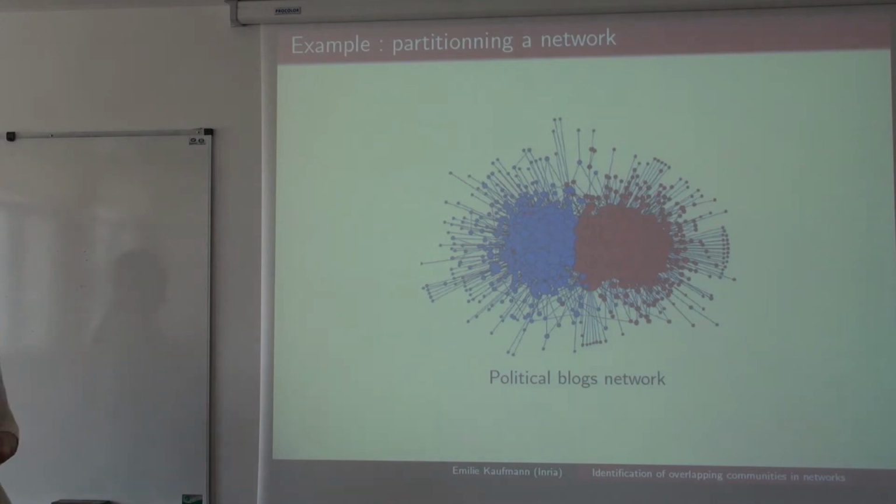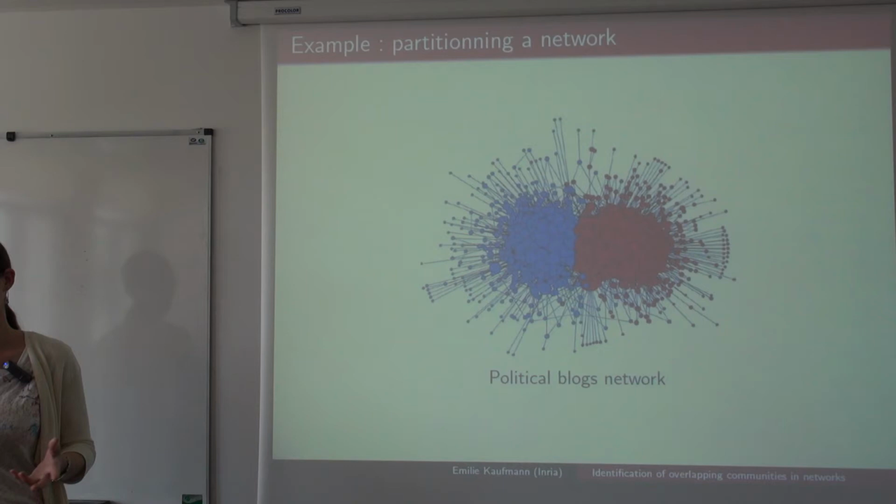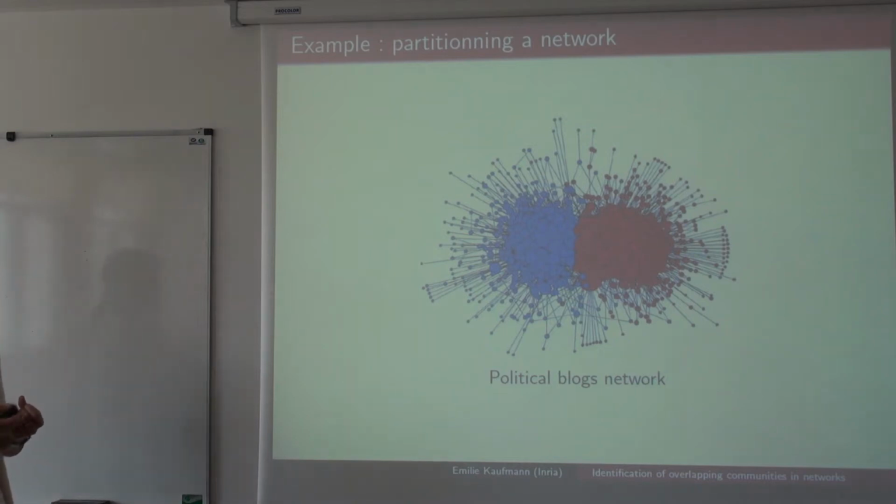This is the case, for example, if you look at a political blog network in which there is a link between two blogs if one has a link to the other. Thanks to a clustering algorithm, this graph was partitioned in two communities, which actually corresponds to Democrat and Republican. So in that case, a blog will not belong to two communities. You are either Democrat or Republican.